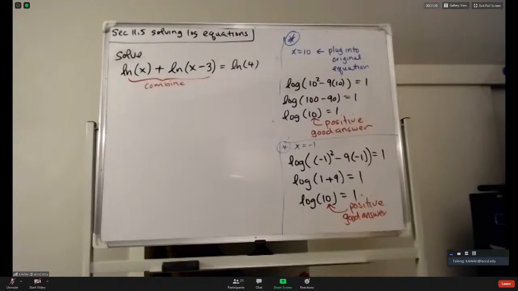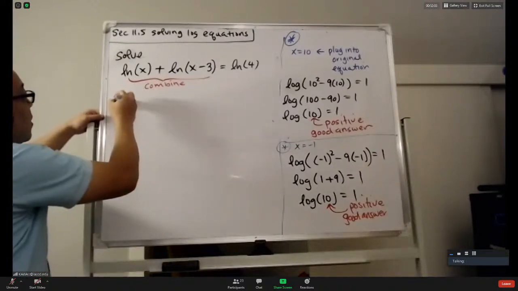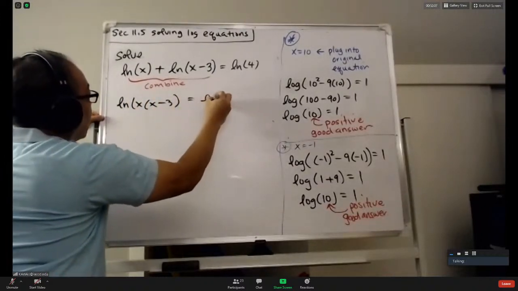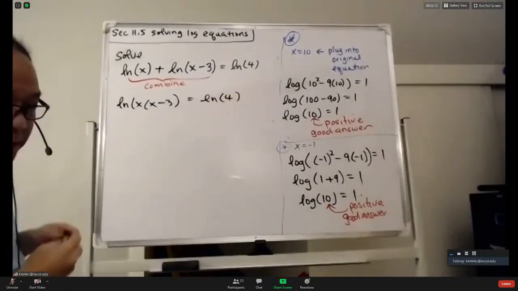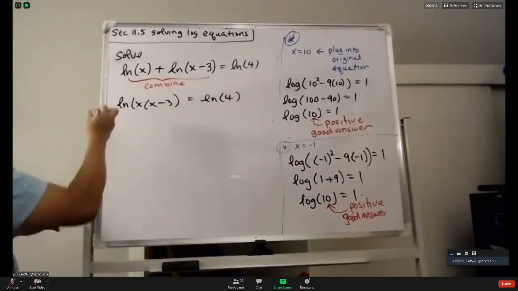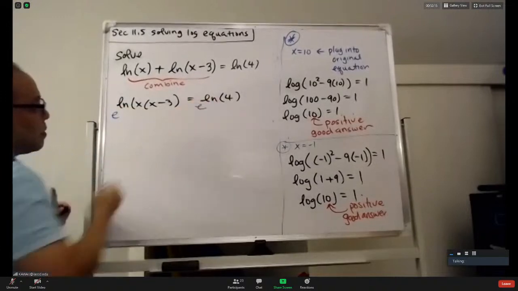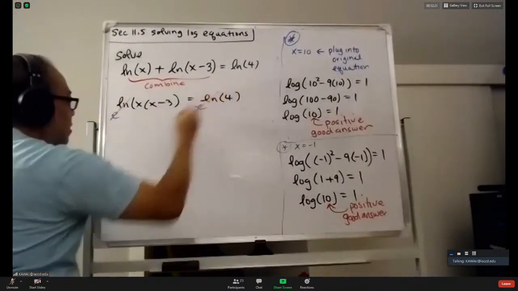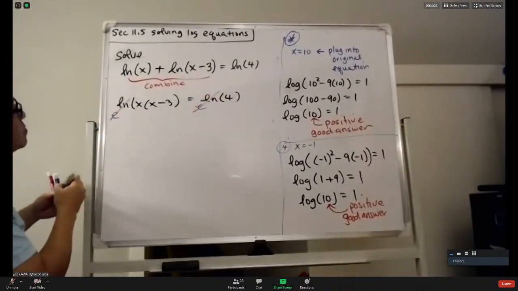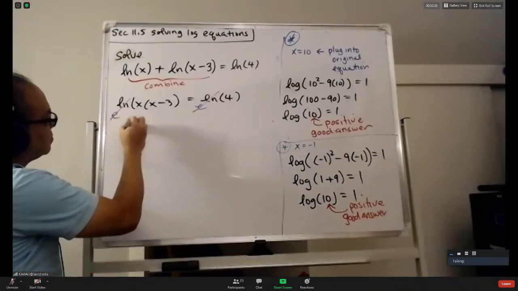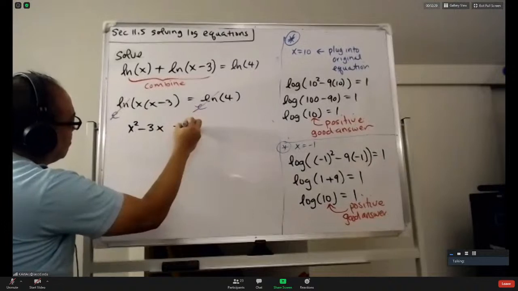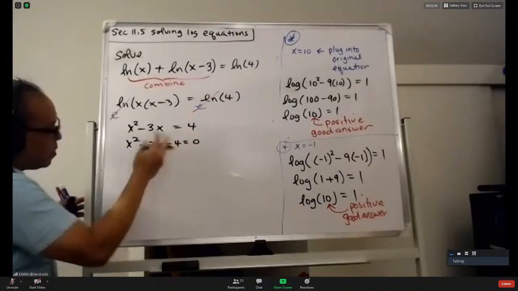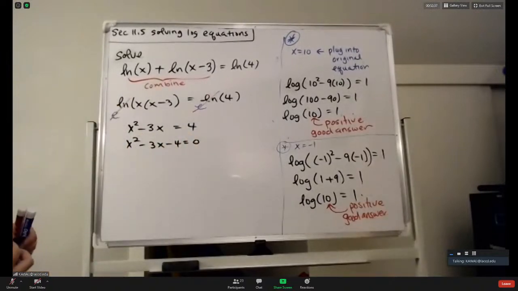Let's take a look at it. So we're going to go ln x, and then we're going to do the base to both sides. And then these will go away. So go ahead, factor it, solve it, and then go ahead and double check it.